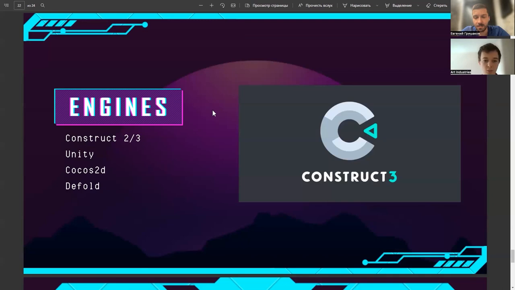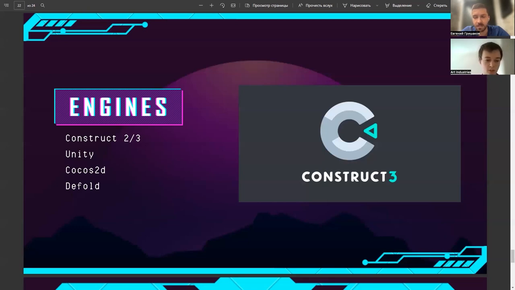Plus, Construct runs through the browser. It works through the browser in principle. So you make the game in the browser, and when you run Construct, it launches the game. It creates a browser for each APK file, inside of which it launches the game. That's how it works as far as I know.